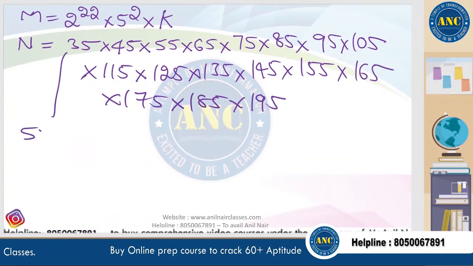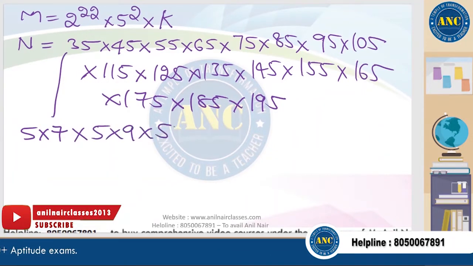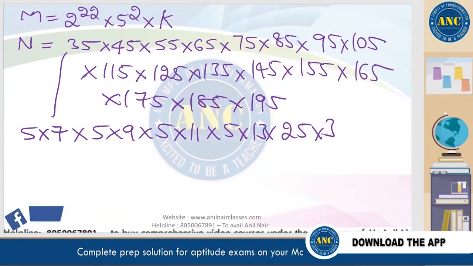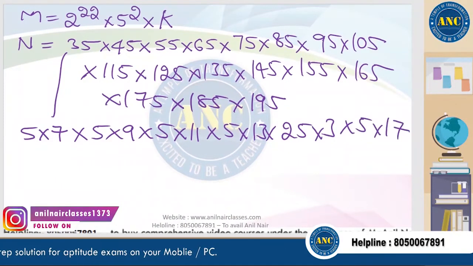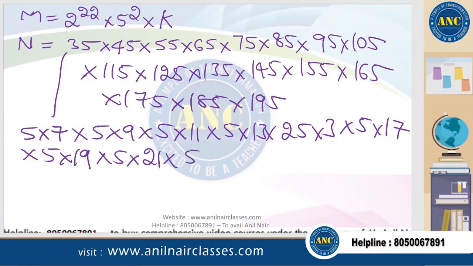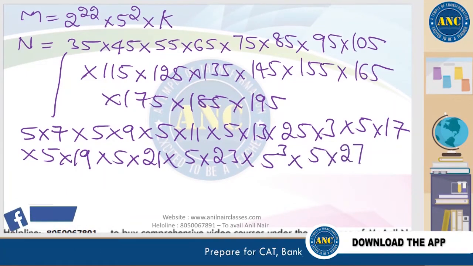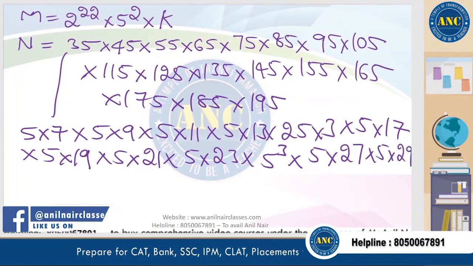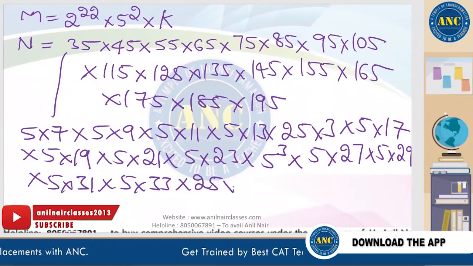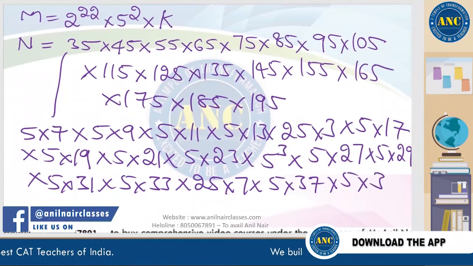This can be written as 35 as 5 into 7, 45 as 5 into 9, 55 as 5 into 11, 65 as 5 into 13, 75 as 25 into 3, 85 as 5 into 17, 95 as 5 into 19, 105 as 5 into 21, 115 as 5 into 23, 125 is 5 cube, again it is 5 into 27, 5 into 29, 5 into 31, 5 into 33, I hope you are all there with me, 25 into 7, 5 into 37, 5 into 39. Till here clear?